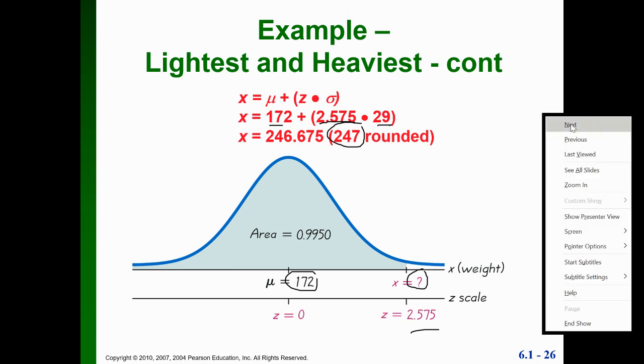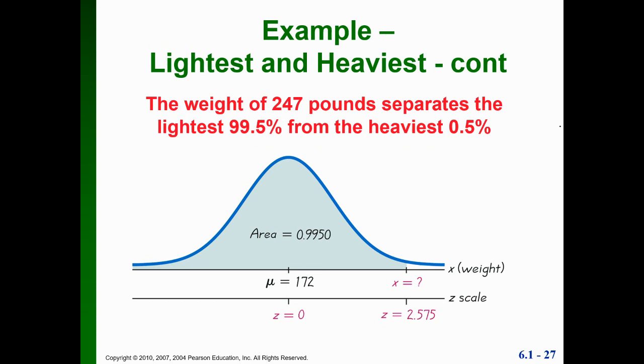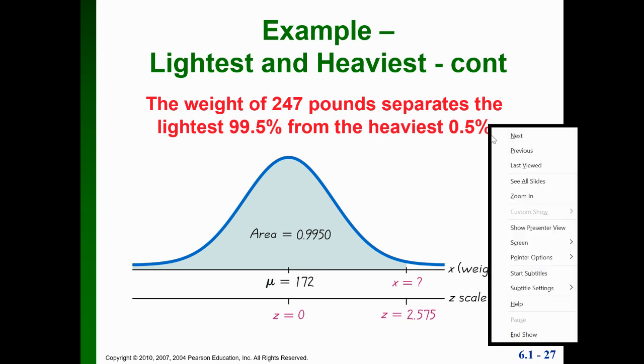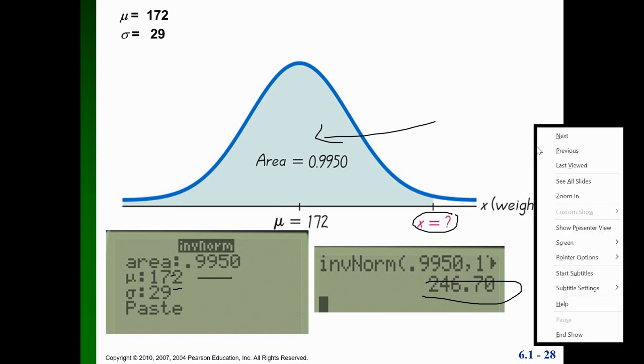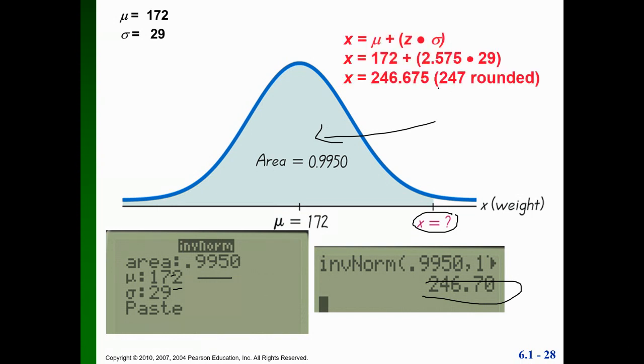Now, let's see how the calculator would handle this. Once again, now he's telling me 247. All right, so I'm interested in finding this value. What's associated with that value? This area to the left. So I pop that area in. There's the mean. There's the standard deviation. 246.70. Rounded up would be the same thing as the pencil and paper, 247. All right, there's my pencil and paper answer, and this is what my calculator gave me, rounded to the nearest number. So you wouldn't have to use the table at all.